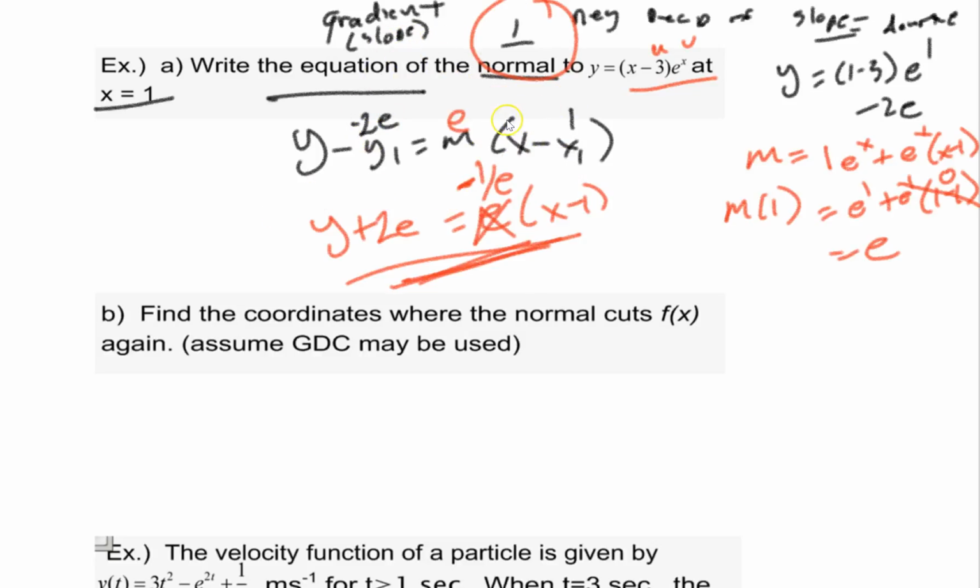Right, so again, equation of a gradient, you just plug it in. Find the y1, find the x1. Slope is always take the derivative and then plug in your x1. Don't just leave the equation, plug in your x1. If it's a normal, then you gotta flip it and change the sign, like I did at the very last second.